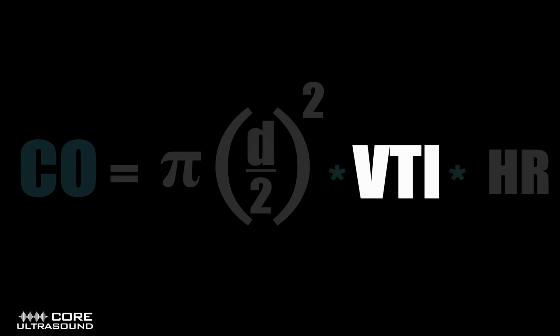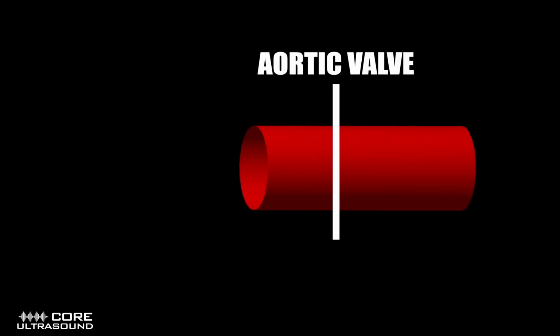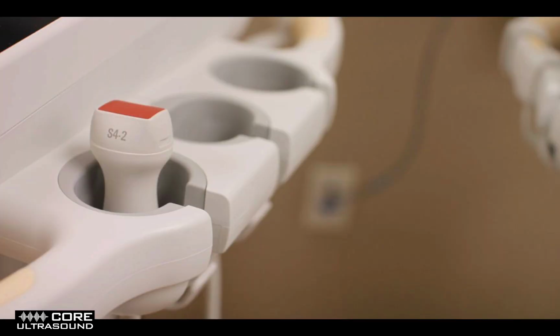Now let's talk a little bit about what the VTI is. What the VTI represents is the length of a column of blood as it passes through the aortic valve in one heartbeat. Your probe of choice for this calculation is going to be the phased array transducer.